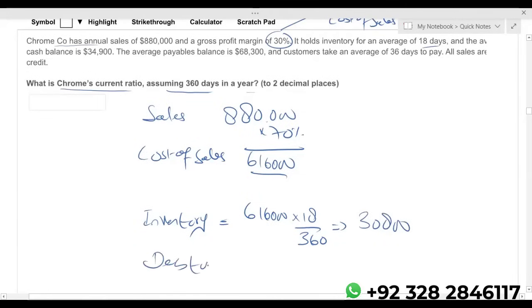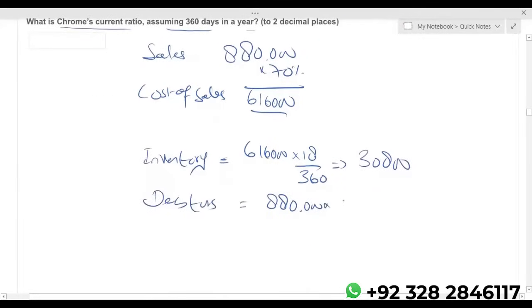Debtors: nothing is mentioned, so the entire sale is credit sale. We provide credit to our customers. On average, customers take 36 days. That gives 88,000.